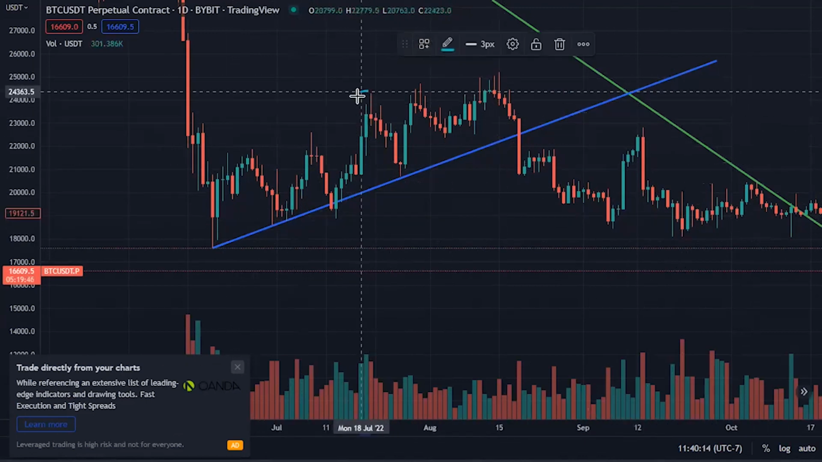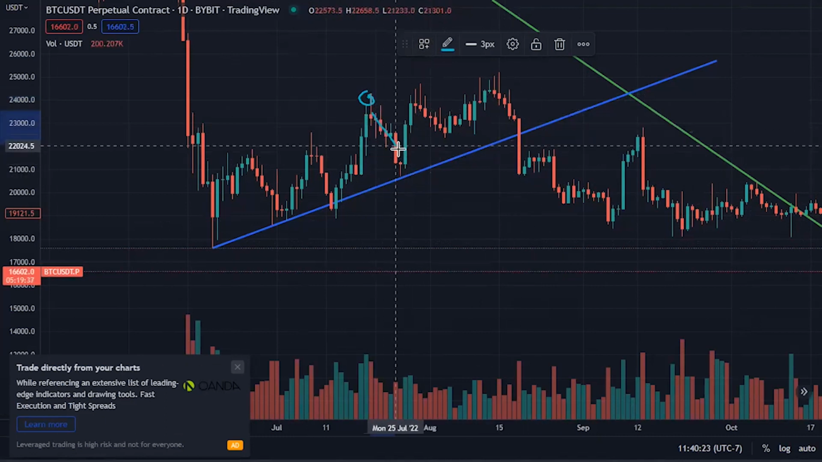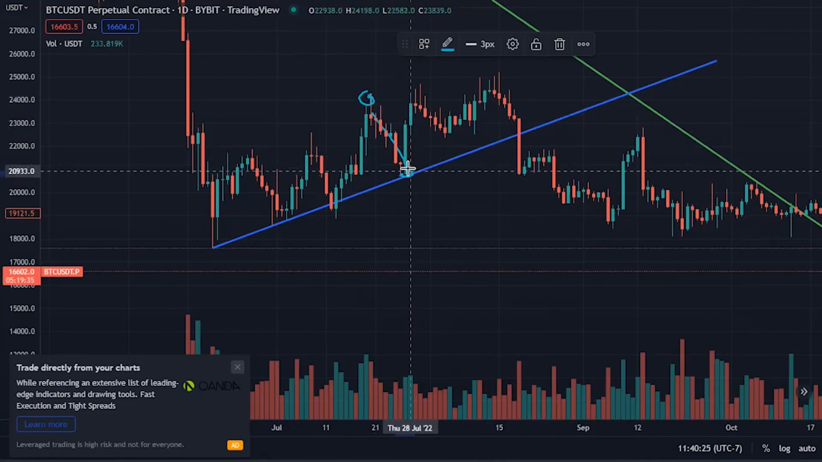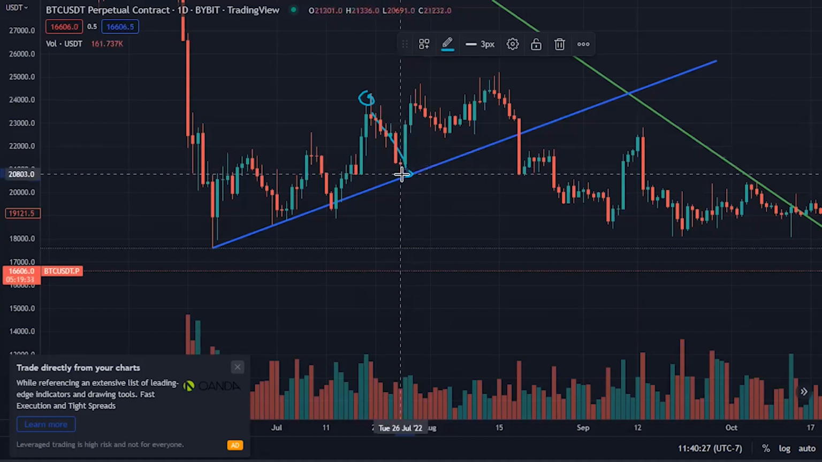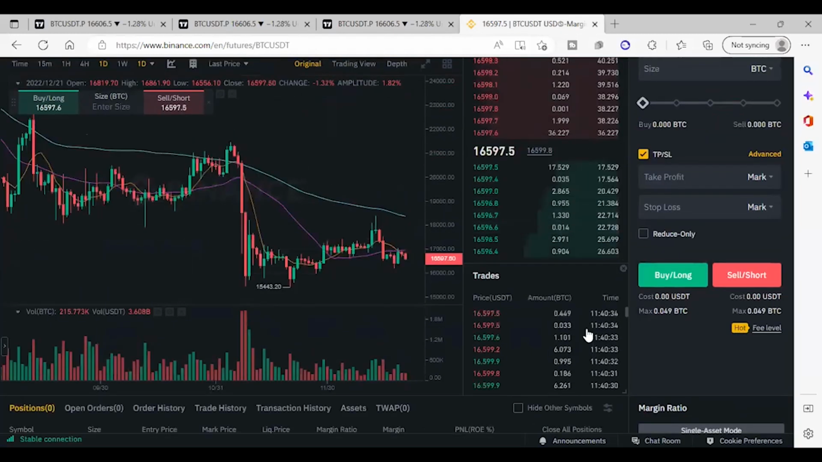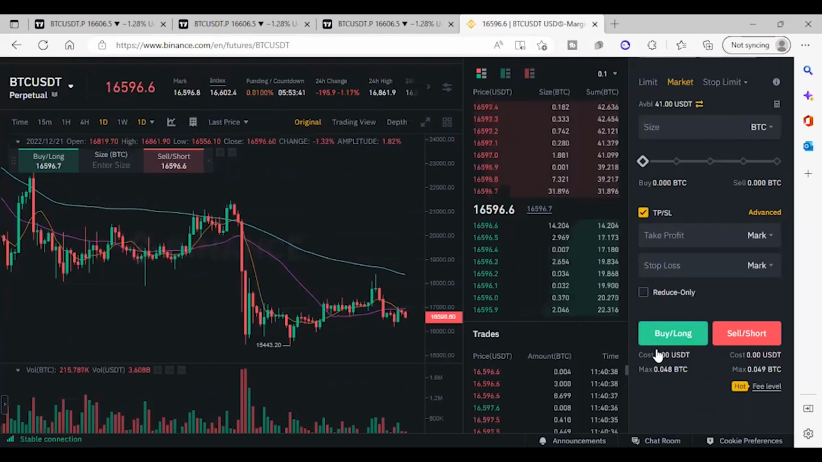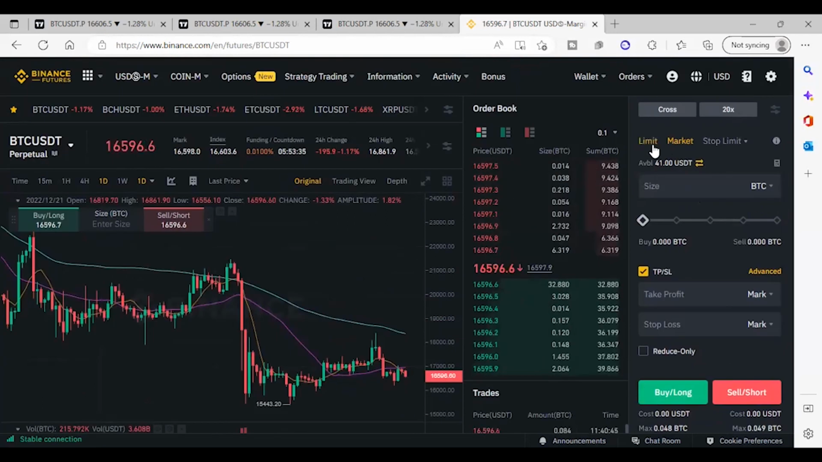Let's say you're looking at the chart and the price is right here. Basically, you want to wait for the price to come back down to this line. When the price comes back to this line, you go to the exchange that you're trading from, so either Binance, Bybit, or the others. You come here and place your buy long position. You can use limit, market, whatever.